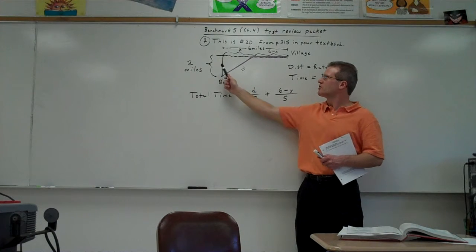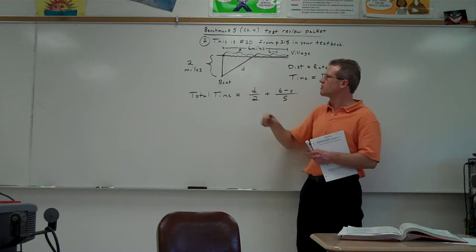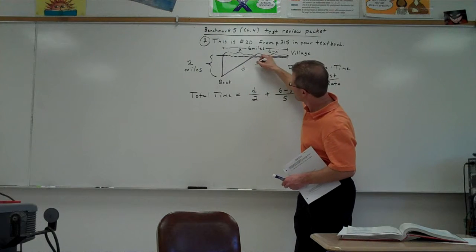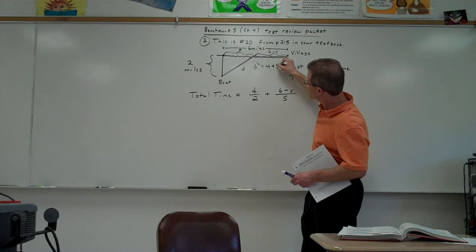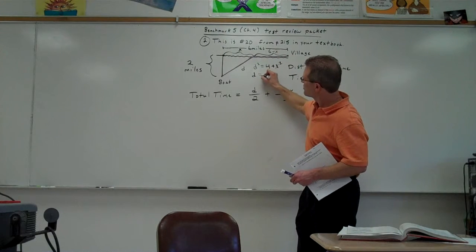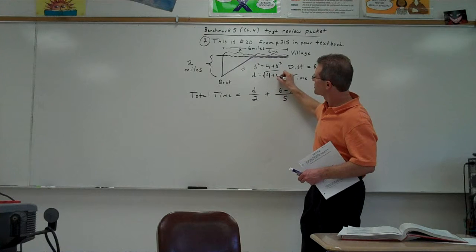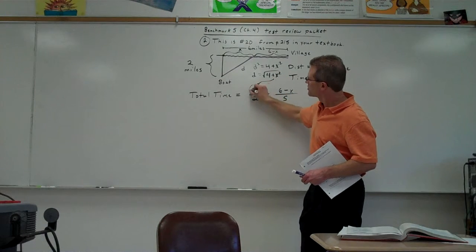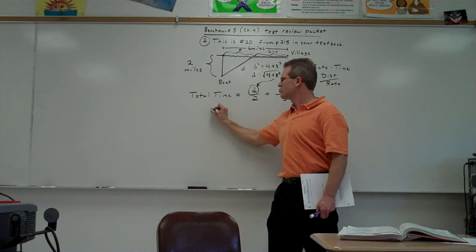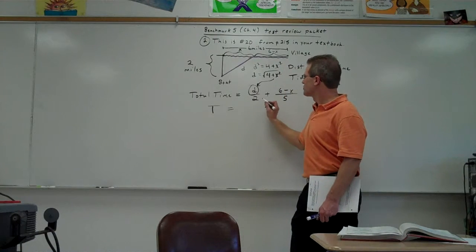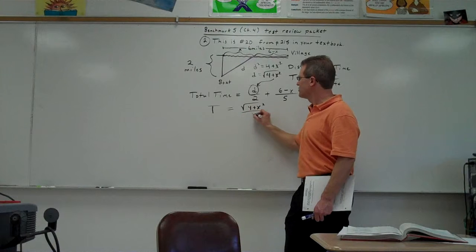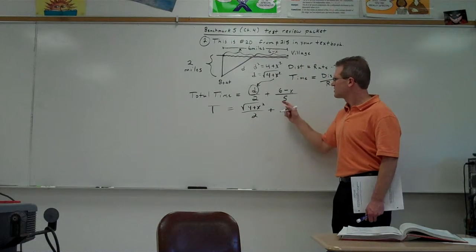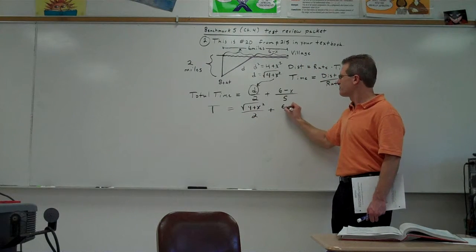Pythagorean theorem, yep. 2 squared plus X squared would equal D squared. So D squared equals 2 squared, which is 4, plus X squared. So D is going to equal the square root of 4 plus X squared. I'm going to substitute that in right there. Let's use T for total time. So it's going to be the square root of 4 plus X squared, over 2, plus 6 minus X, over 5.